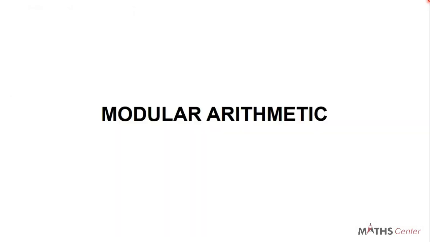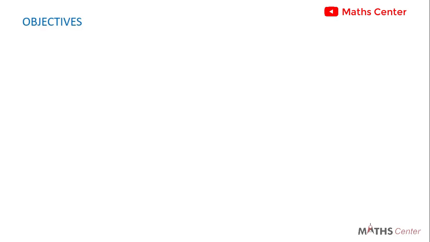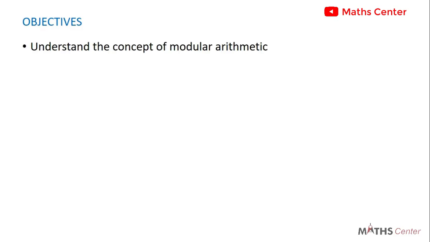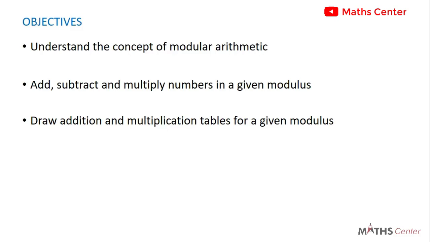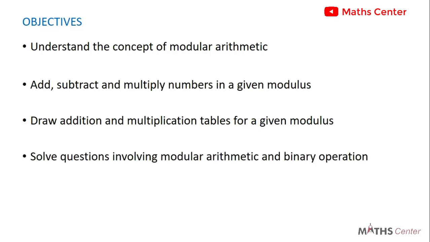We are beginning a new topic today, modular arithmetic. Here are the objectives that we look forward to achieving at the end of this topic. You should understand the concept of modular arithmetic. You should be able to add, subtract, and multiply numbers in a given modulus. You should be able to draw addition and multiplication tables for a given modulus. And finally, you should be able to solve questions involving modular arithmetic and binary operation.